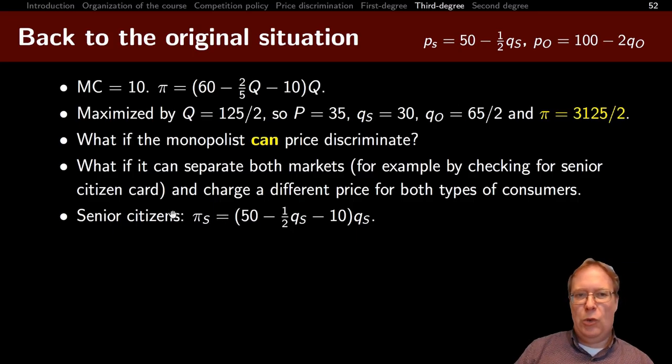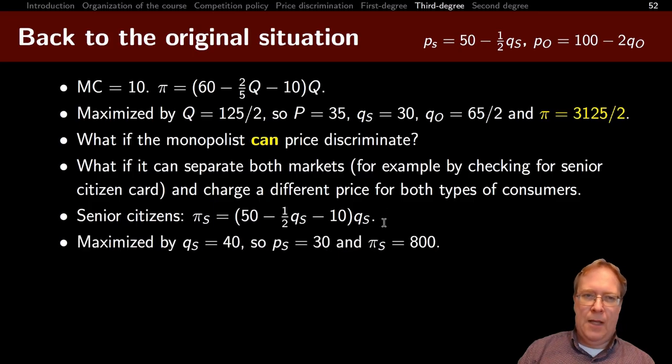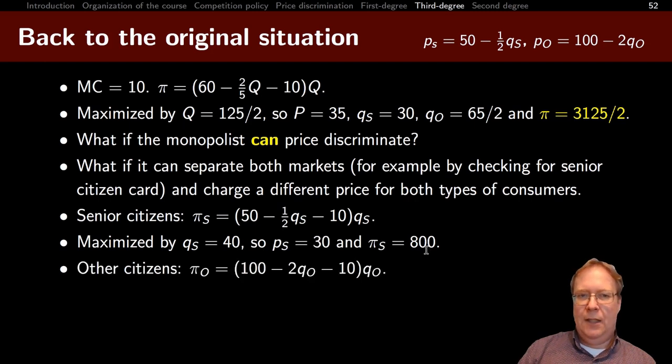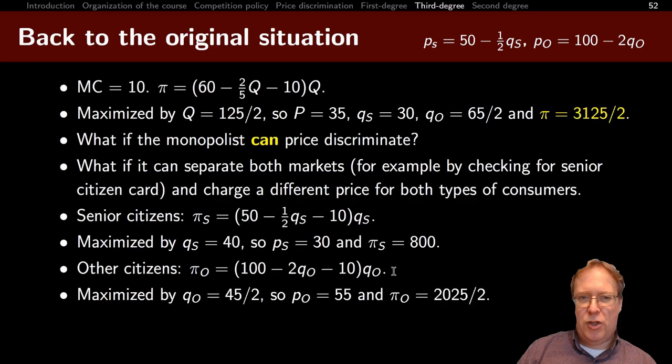So let me first look at the senior citizen market. So these are my profits on the senior citizen market. Again, taking this inverse demand function, maximize that, you get a quantity of 40, a price of 30, and profits of 800. What about the other citizens? Same story. Take their demand function, maximize profits on that market. That will give you a price of 55 and profits of 2025 over 2.